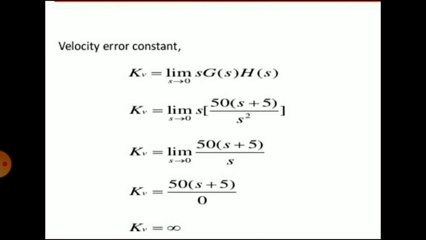So Kv equal to limit s tends to 0 of (50s + 5) upon s square. So s is cancelled, and in the denominator only s will remain. So after taking the limit, you will get Kv equal to infinity.